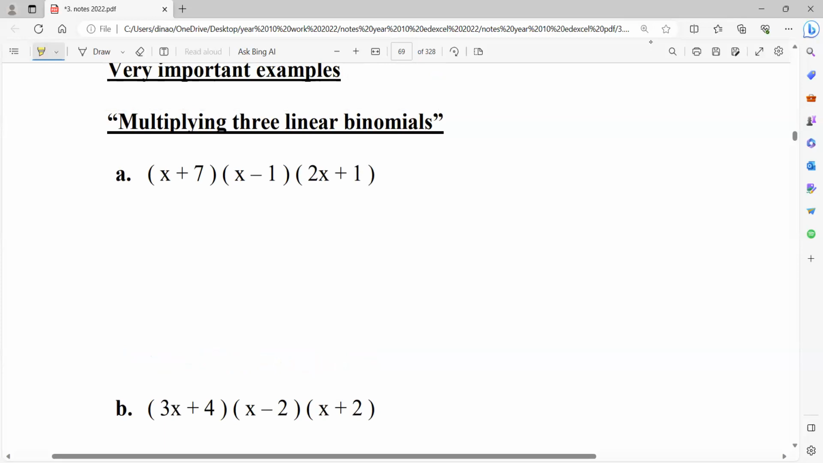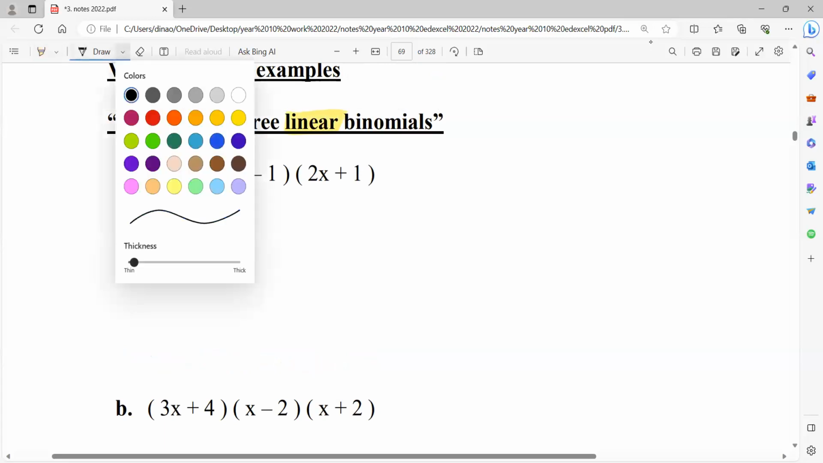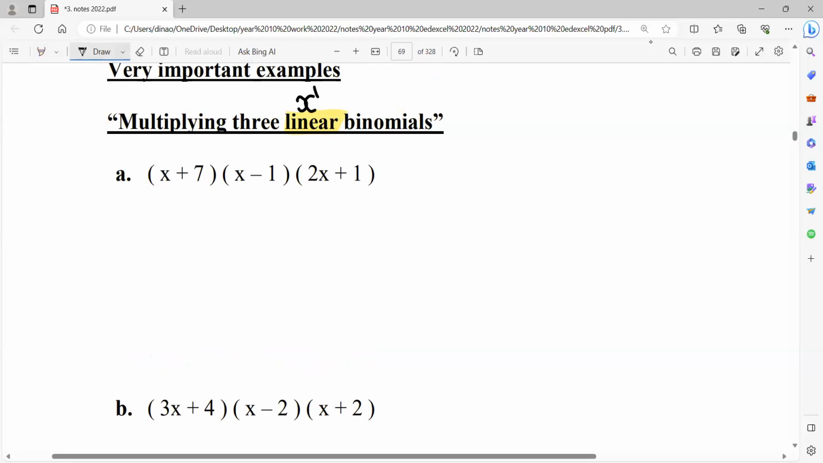First, let's start with the definition of the word linear. Linear means that any letter written in the question will be raised to the power of 1. And binomial means an expression of 2 terms. Binomial means an expression of 2 terms.